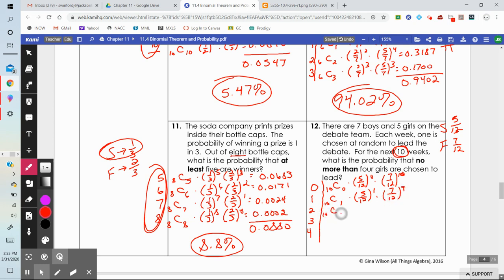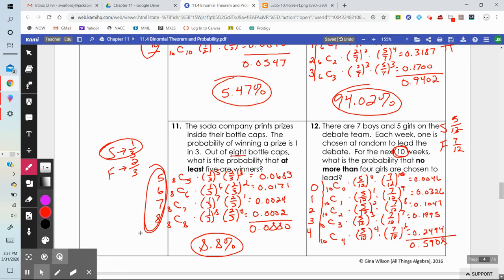Combinations of 10 choose 2 would be 2 successes and 8 failures. Combinations of 10 choose 3, that means 3 successes, and that would leave you with 7 failures. And finally, the combinations of 10 choose 4 gives you 4 successes, and I want the other 6 to be failures. And let's again pause, and I will calculate each of these.